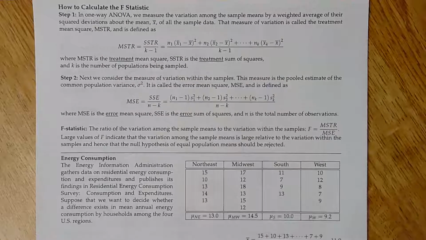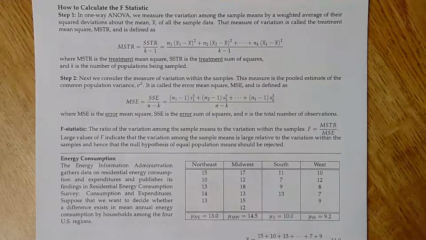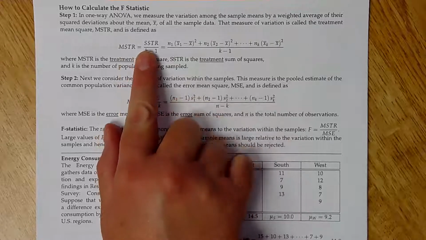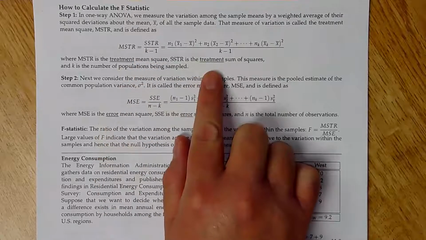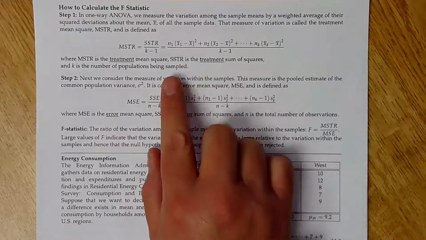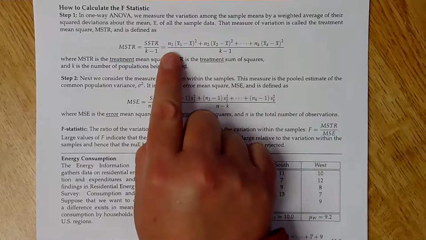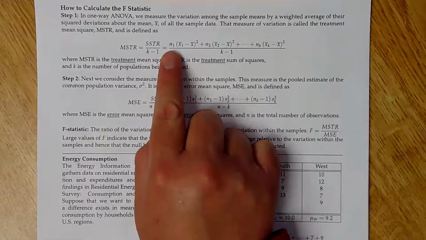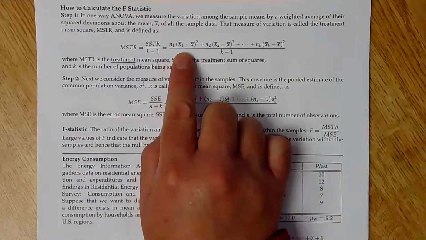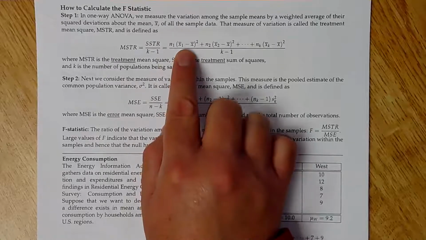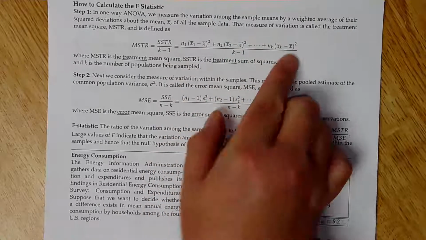Okay. And so MSTR is the treatment mean square. So that's what we're solving for here. SSTR is the treatment sum of squares. And then K is the number of populations that we're sampling. All right, so here's our formula for this treatment sum of squares. You take the sample size, and then you're going to multiply it by the mean of that first population minus the overall mean, and then square that thing. And you'll do that for each one of your populations.